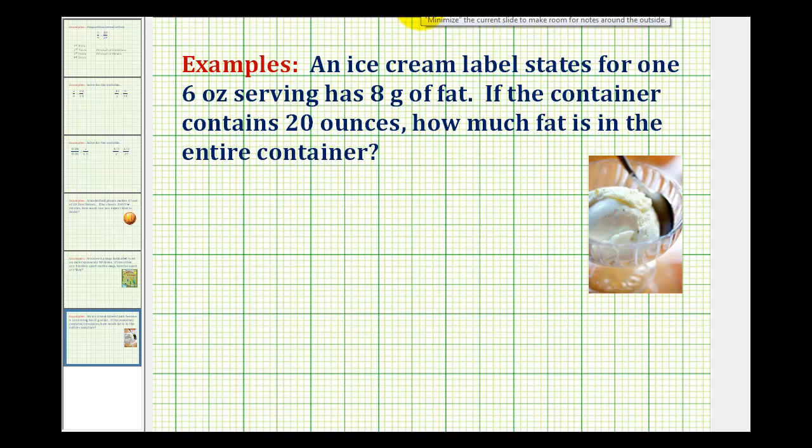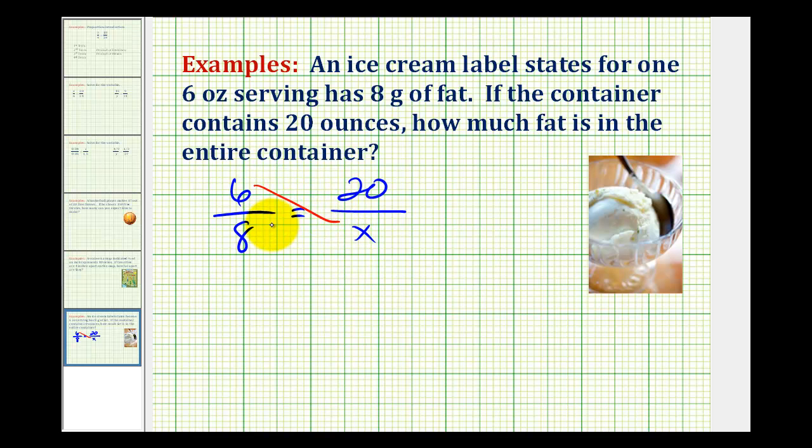An ice cream label states that one 6-ounce serving has 8 grams of fat. If a container contains 20 ounces, how much fat is in the entire container? So we'll set up two ratios comparing the number of ounces to the number of fat grams. So a 6-ounce serving has 8 grams of fat, and the second ratio will be 20 ounces to an unknown number of fat grams. So now we can cross multiply and solve for x.